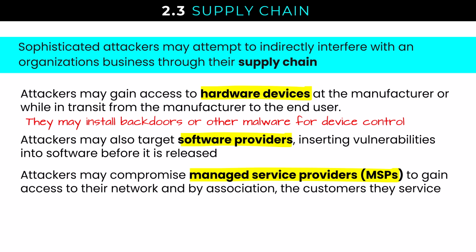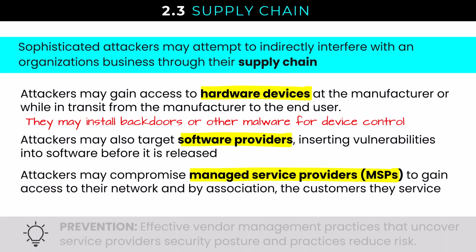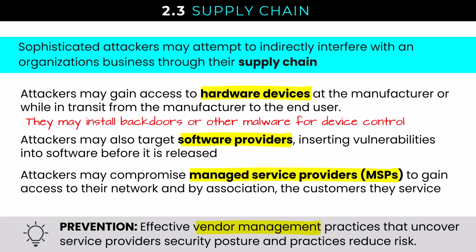So the vulnerabilities, as you can imagine, vary widely based on the type of vendor in the supply chain we're working with. So good prevention here is effective vendor management practices that uncover service provider security posture and practices to reduce risk, to ensure that we are not inheriting vulnerabilities that impose an unacceptable level of risk on our business.